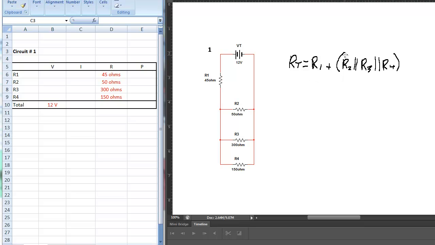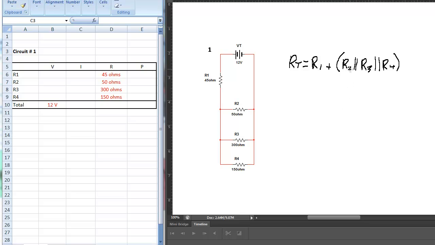So R1 plus, and remember we have to do this parallel section first. We can't say R1 plus any of these resistance values individually. That's a parallel section that we have to complete first to get an equivalent resistance, and then we sum that with R1. So therefore we have R1 plus, and then we start with our brackets. So this is what you've learned in grade school in math with order of operations.